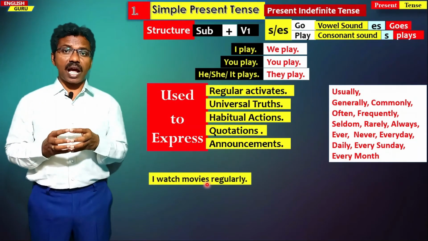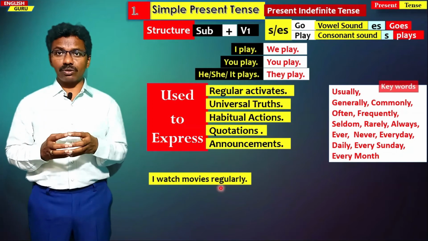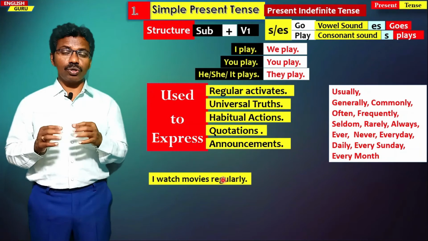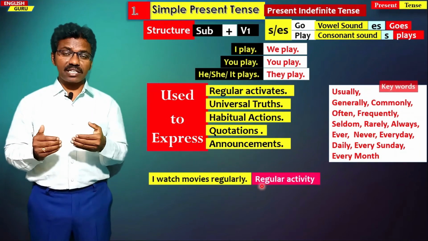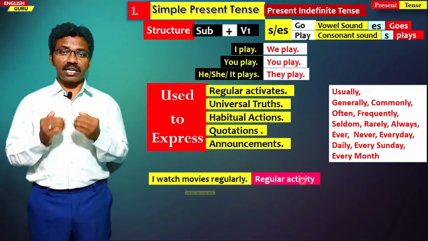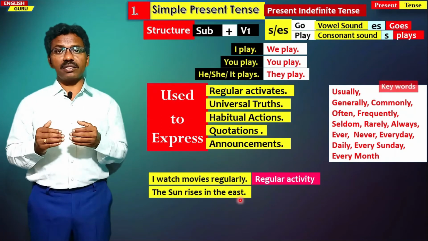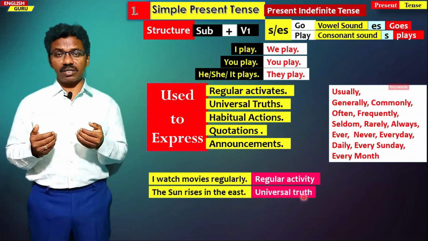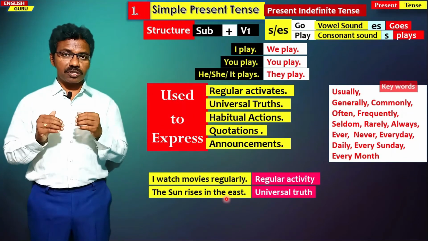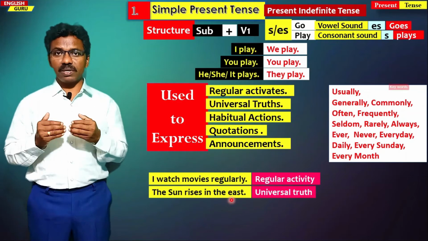The first one is, I watch movies regularly. It is a regular activity, daily. So we do this activity regularly. It has to be in simple present tense only. In the second sentence, the sun rises in the east. It's a fact. It's a universal truth. We cannot change it. So universal truths should also be in simple present tense.